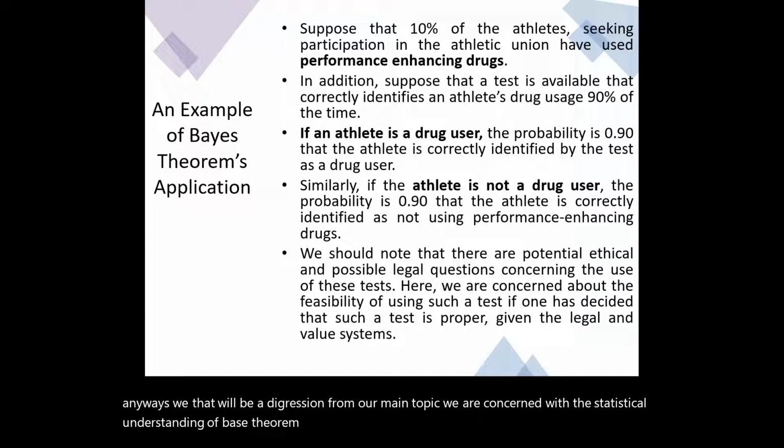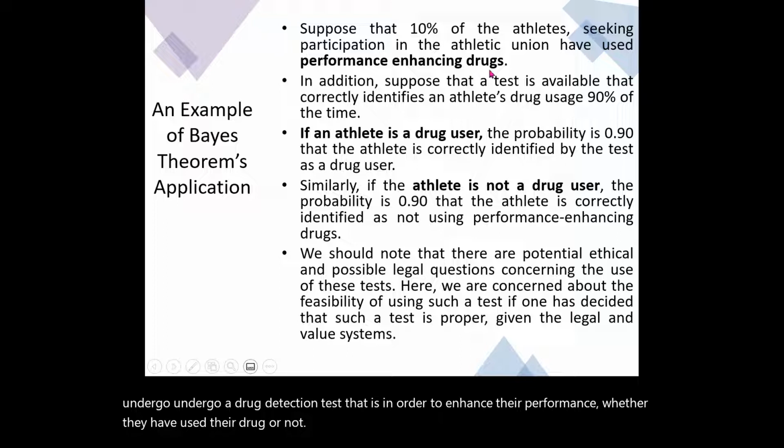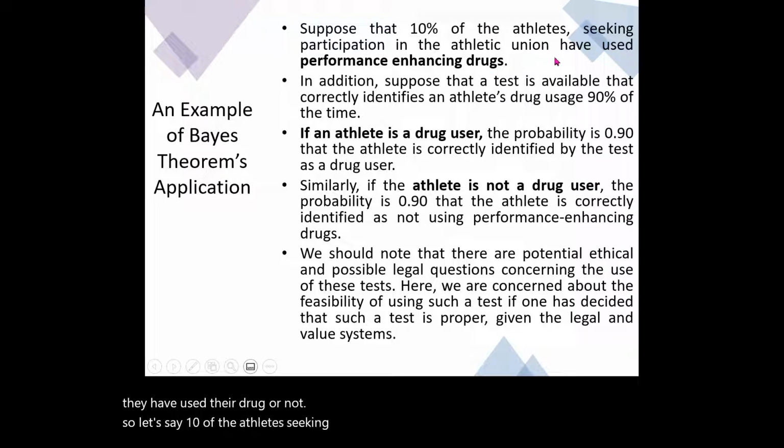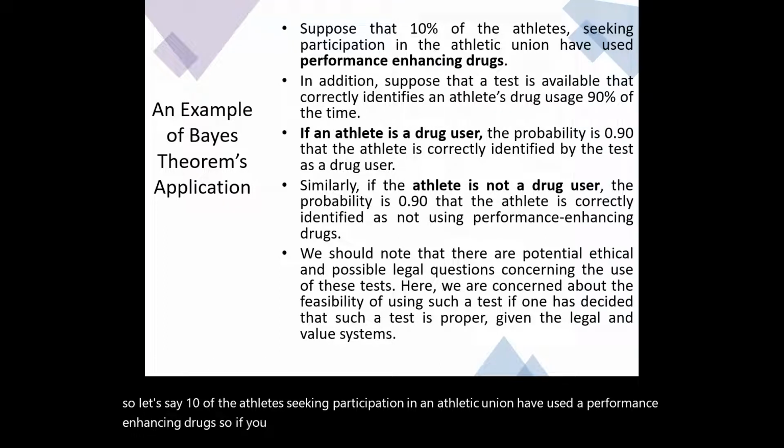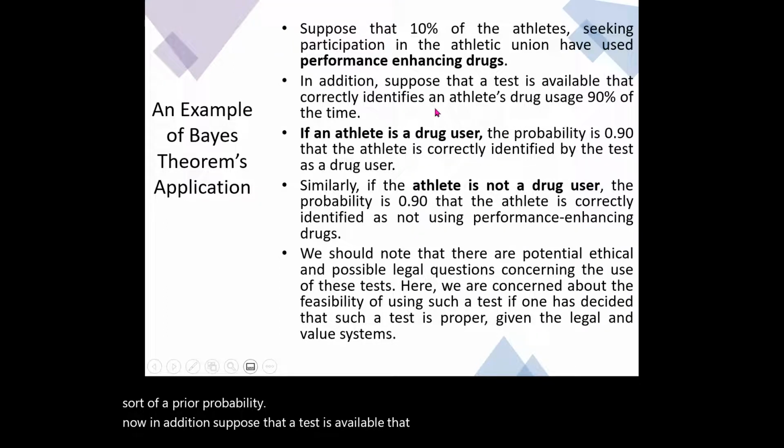So anyhow, whenever an athlete is included in a competition, they undergo a drug detection test, in order to check whether they have used a drug to enhance their performance or not. So let's say 10% of the athletes seeking participation in an athletic union have used performance enhancing drugs. If you randomly test one athlete and check the probability that they have used the drug, on a random test the probability of drug use is 0.1, which is sort of a prior probability. Now, in addition, suppose that a test is available that correctly identifies an athlete's drug usage 90% of the time, right?